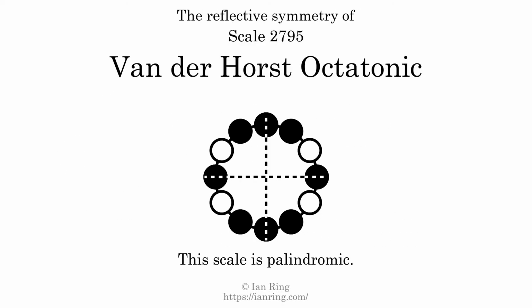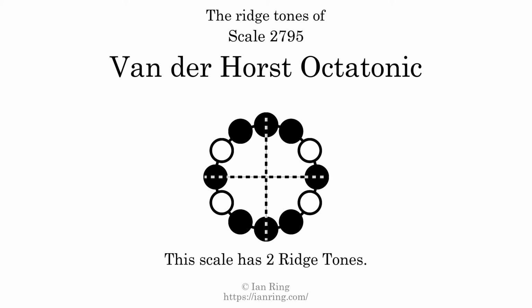This scale has reflective symmetry across 2 axes positioned at 0 semitones and 3 semitones above the root. This scale has the same pattern of intervals both ascending and descending, so we call it palindromic. This scale has 2 ridge tones. They are at positions here and here.